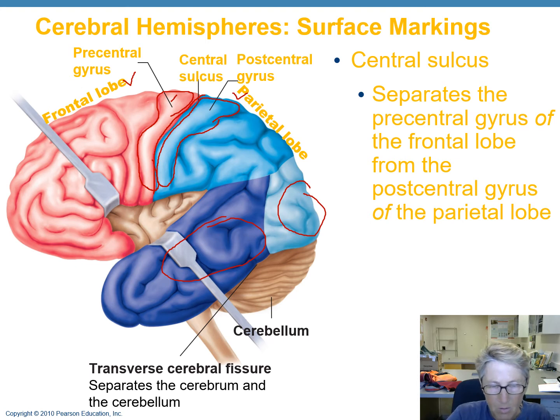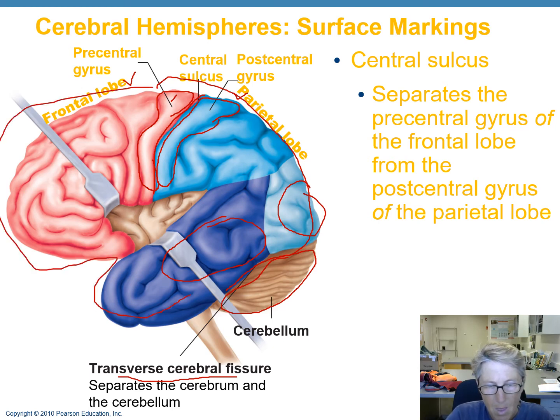And then it looks like I have one other note down here, the transverse cerebral fissure. So here's the cerebellum, and all of this here is the cerebrum. If you want to separate the cerebellum from the cerebrum, you use a transverse cerebral fissure. Remember, fissures are really deep grooves. So there's a deep groove between the cerebrum and the cerebellum.